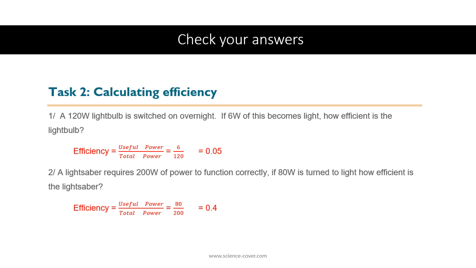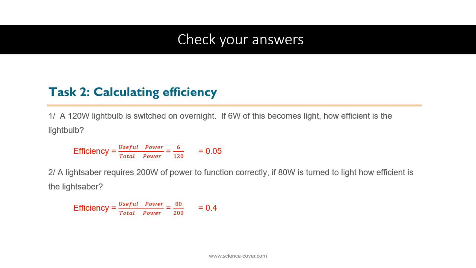Let's check our answers to task 2. Question 1. A 120 watt light bulb is switched on overnight. If 6 watts of this becomes light, how efficient is the light bulb? Well, we can calculate the efficiency using the useful power divided by the total power. And we're told that 6 watts has become light, and we were told that it was a 120 watt light bulb. So you can do 6 divided by 120, which gives us 0.05 as an efficiency.